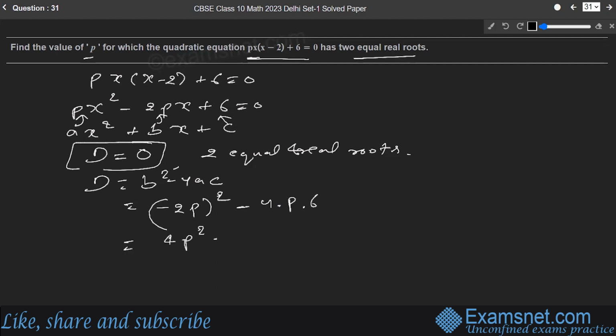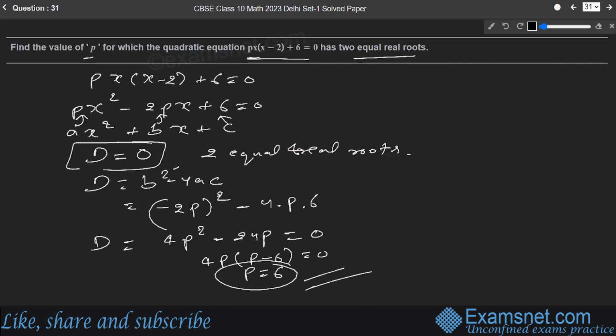If you solve this further, how much is this? 4p square minus 24p. Okay, this becomes 4p square minus 24p, and that is D, and it has to be 0 for the real and equal roots. So we can take 4p common. We remain with p minus 6 is equal to 0. So p is equal to 6, because p equal to 0 is not valid, but p equal to 6 is the final answer. So the required value of p for which this equation will give two real and equal roots is p is equal to 6, and that is the answer.